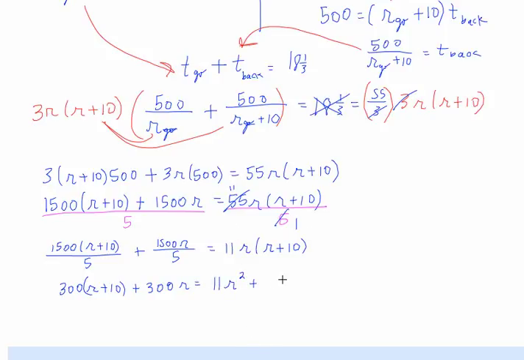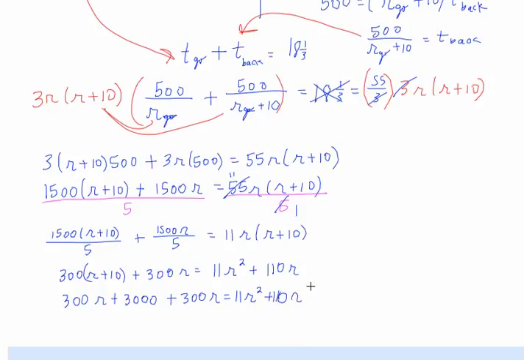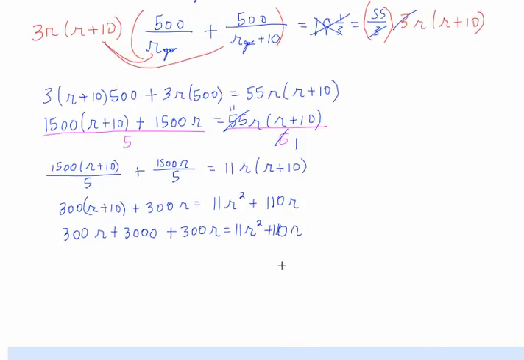Now let's go ahead and distribute this out on the right to give us 11r squared plus, let's see, 11 times 10 is 110r. Distributing out on the left, we get 300r plus 3000 plus 300r. So it is a quadratic. We do need to combine like terms and get everything equal to 0 on one side.